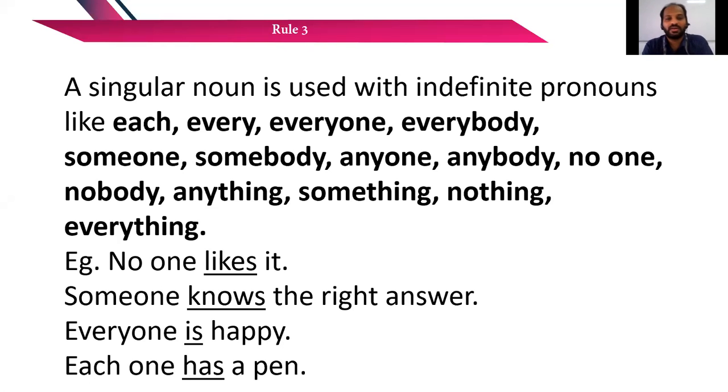So again, we always use a singular verb with indefinite pronouns like each, every, everyone, everybody, someone, somebody, anyone, anybody, no one, nobody, anything, something, nothing, or everything. With all these, we use only singular. We don't say everyone are happy; it is everyone is happy. Some people use each have, but that is wrong. Each one has a pen. Moving into the next.